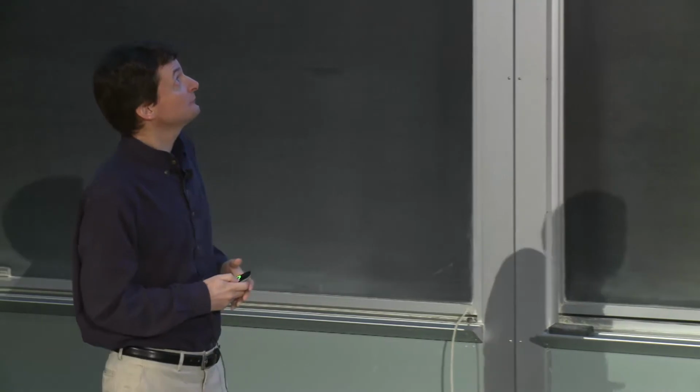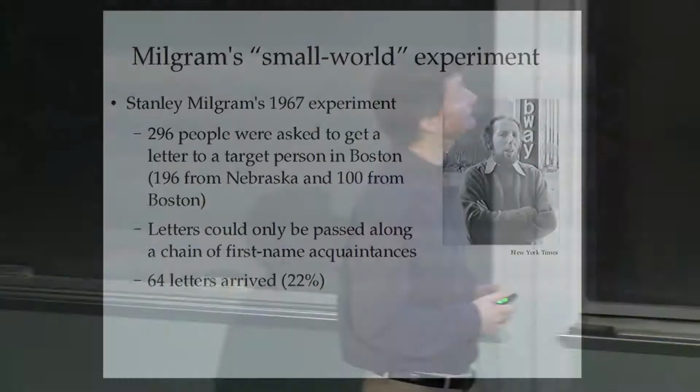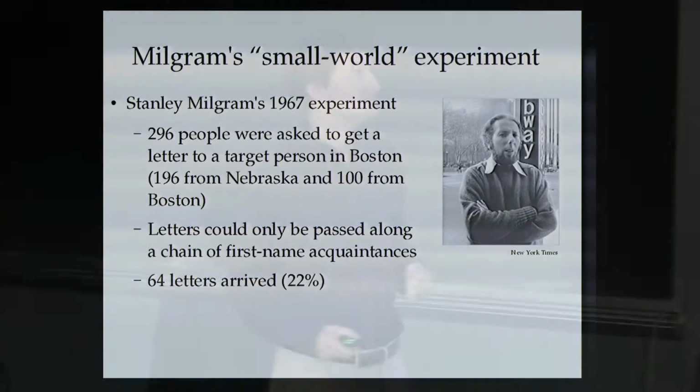So about 300 people were asked to do this exercise. Letters could only be passed to first-name acquaintances. First, the most obvious result that comes out of this is that most of the letters got lost. Right? Of course they did. You get this letter in the mail, and you're like, what is this thing? And it goes in the trash, and you never think about it again. So only about a quarter of the letters actually got to their intended target.